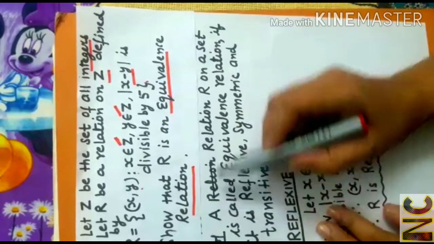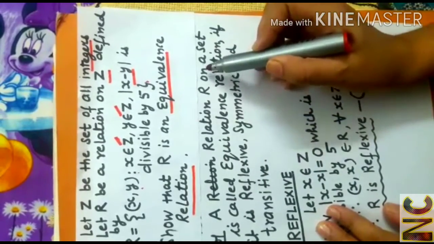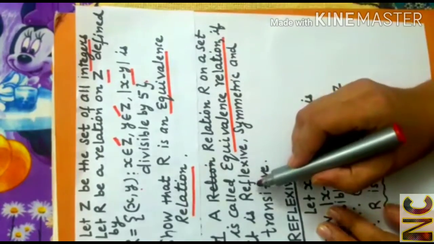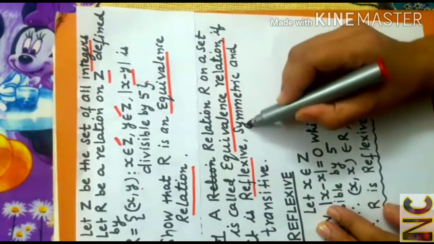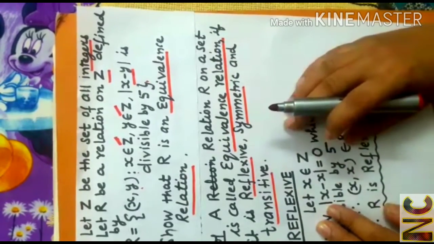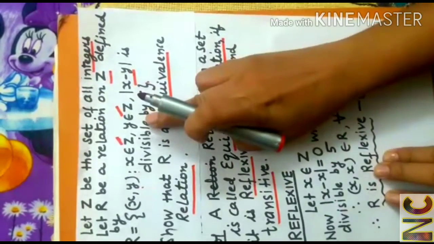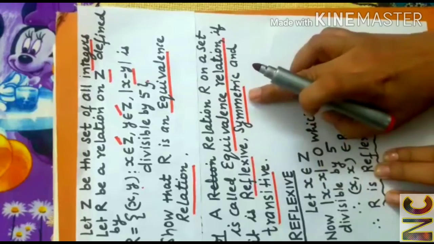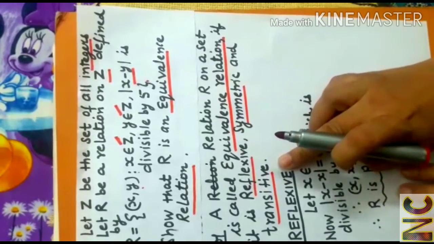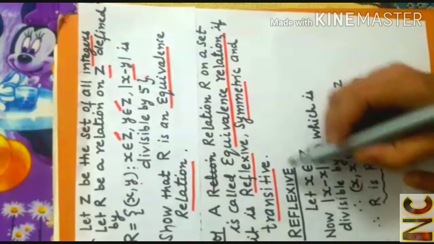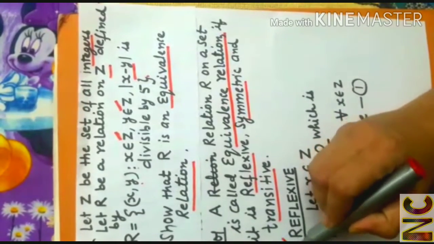We know that a relation R on a set is called equivalence relation if it is reflexive, symmetric, and transitive. So in order to show that this relation is equivalence, we have to check that this relation is reflexive, symmetric, and transitive. So first we will take up reflexivity.